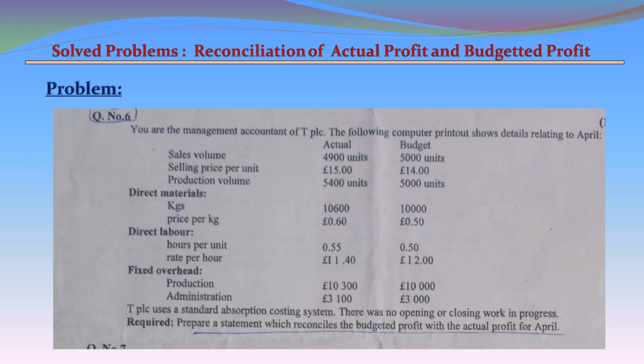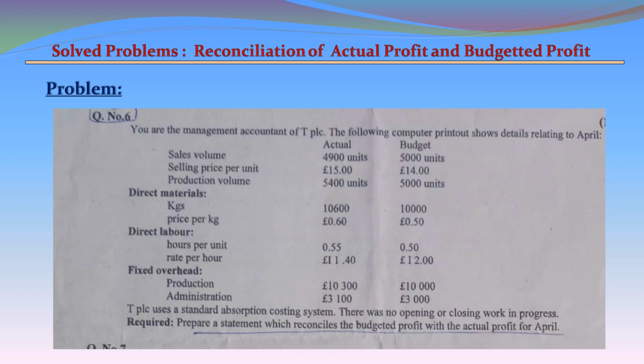Selling price per unit is 15 pounds actual, and as per budget 14 pounds. Production volume is 5,400 units as per actual, and as per budget it is 5,000 units. Direct materials in kg: actual 10,600, budget 10,000. Price per kg is 0.60 pounds actual, and 0.50 pounds as per budget.